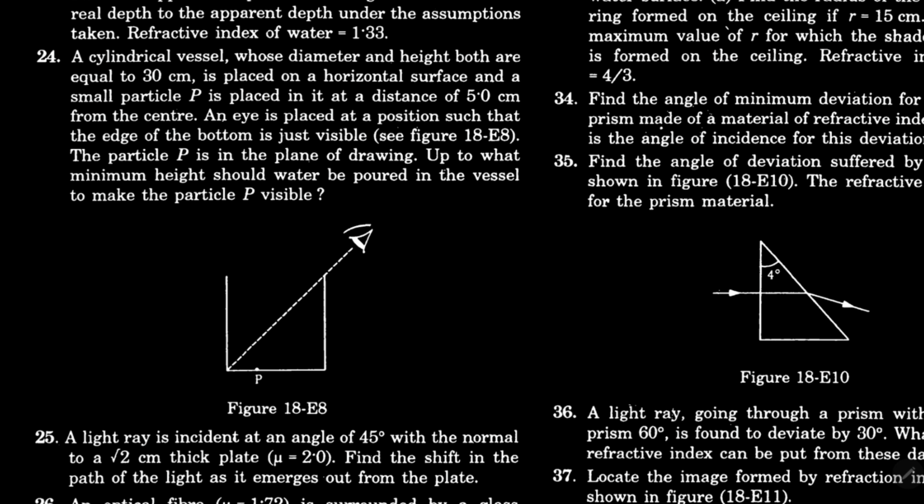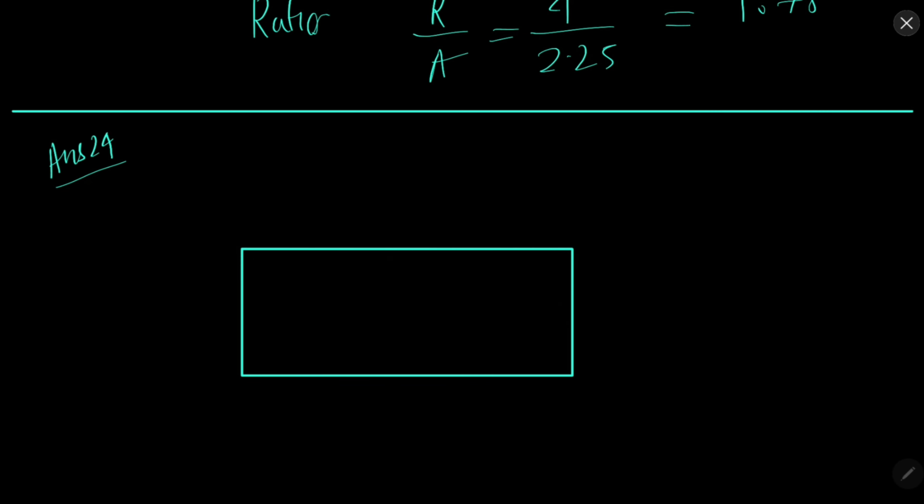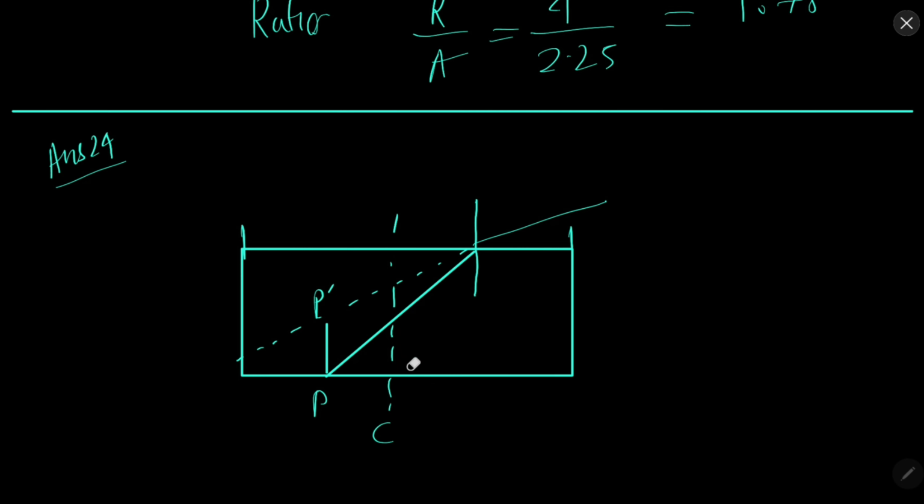In question 24, this figure is given to us. Up to what maximum height should water be poured in the vessel to make the particle visible? Solution 24. So let's try to draw the figure. Something like this. Let this be PP dash. Let this be C.